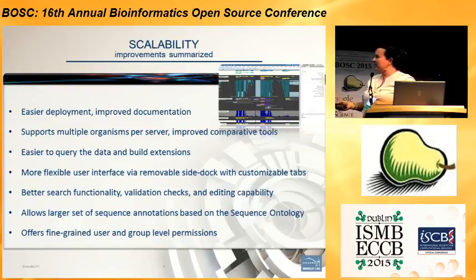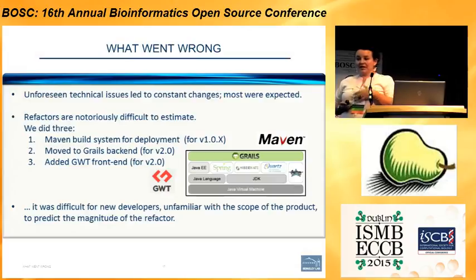We support multiple organisms. We have a more flexible interface, and it allows a larger set of sequence annotations based on the sequence ontology. So we have more elements that we're able to annotate now. The new architecture also offers fine-grained user group level permissions.